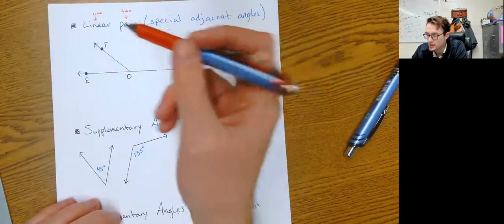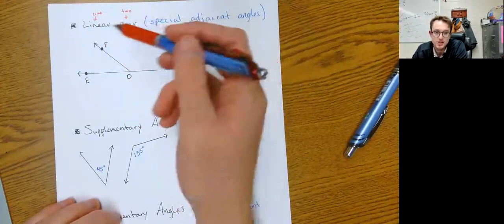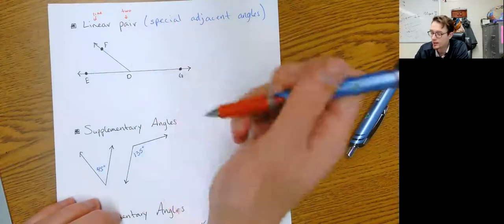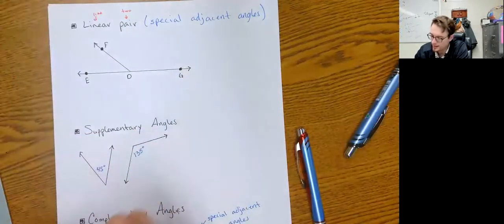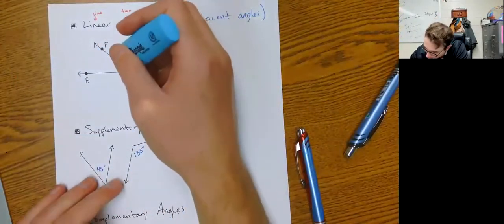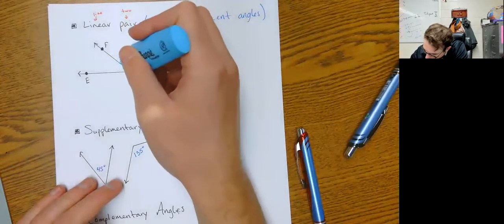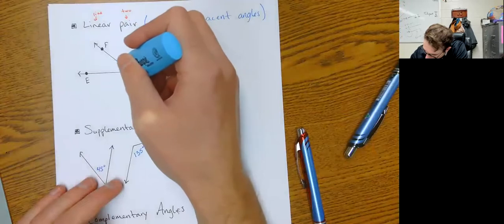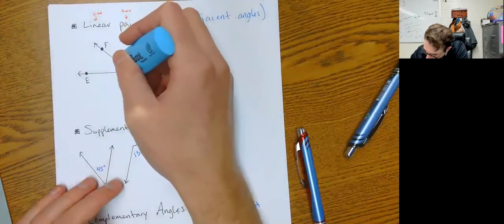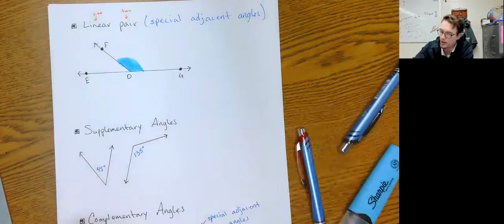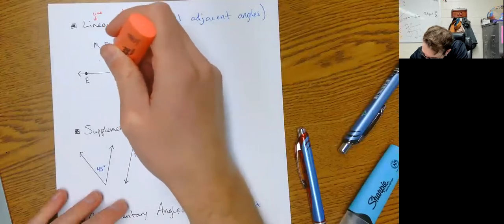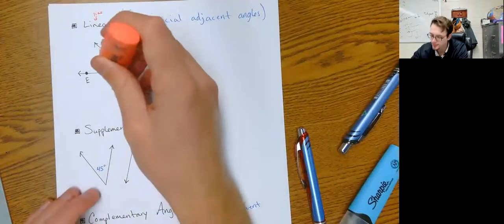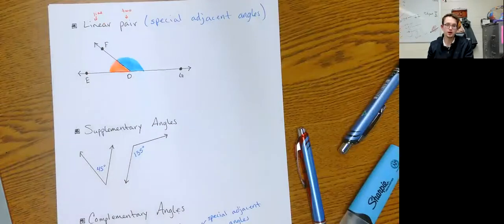And they have to be adjacent angles. So it's two adjacent angles that together form a line, which in this case, right, we have this angle. We got this angle. And then we have this other adjacent angle. And together, they form a line. So they're a pair of adjacent angles that form a line.